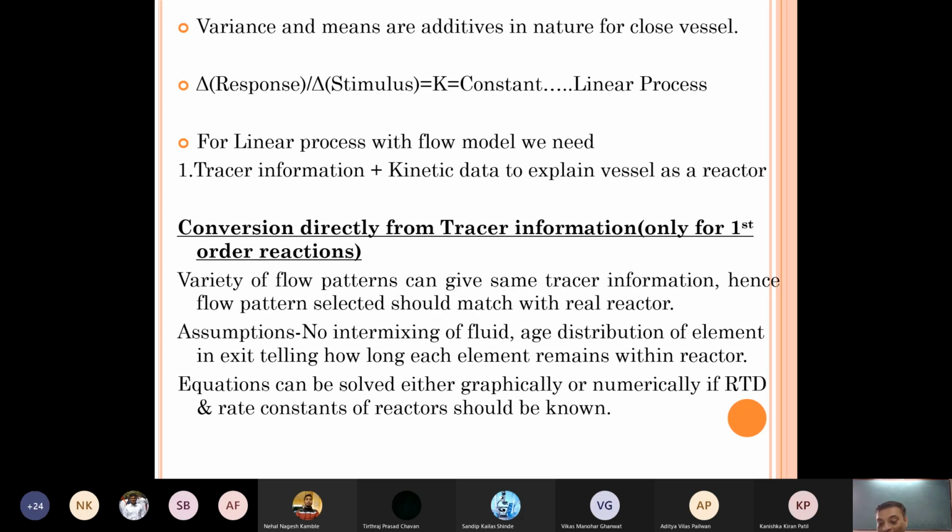This question was also asked in GATE. We can find out conversion directly from the tracer information. For that, we require this data. We require RTD and rate constant. RTD means residence time distribution and rate constant means what? K of the reactors should be known to us. You're getting or not? This is the theory of the derivation I'm covering.